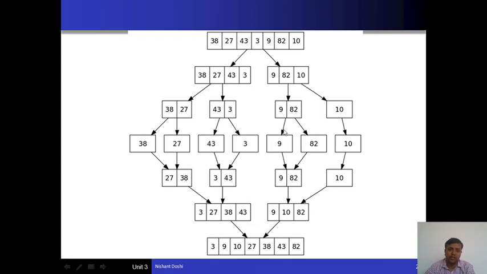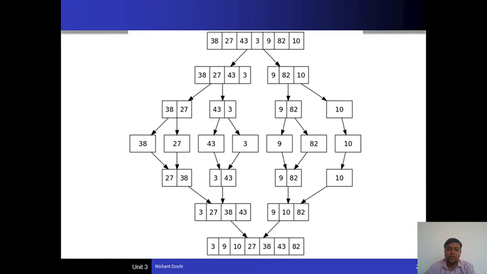It means the complexity will remain the same. Now in the worst case, if this array is reverse sorted, compared to this: 82, 43, 38, 27, 10, 9 and 3, that is the input, again the tree structure will continue. It means the number of recursion calls, the process, everything will remain the same. There won't be any change in that.